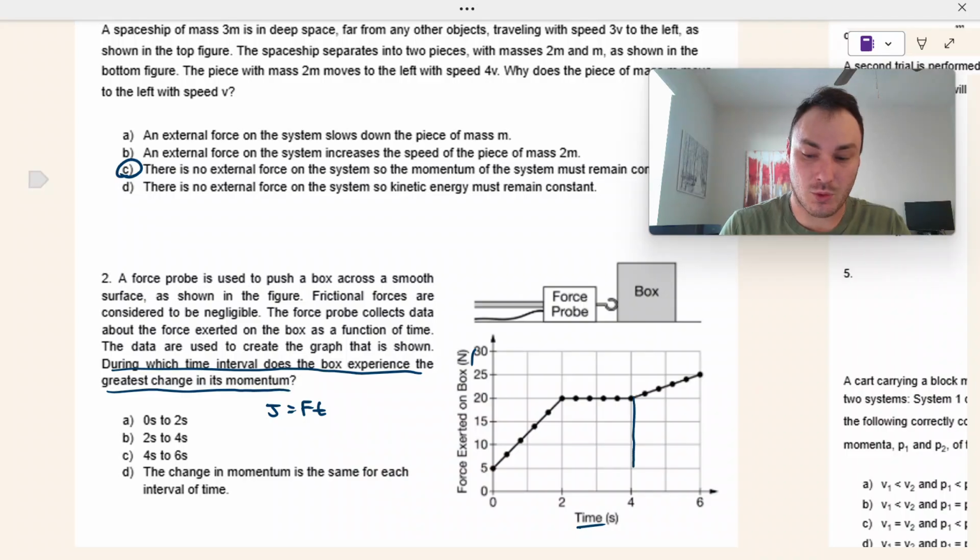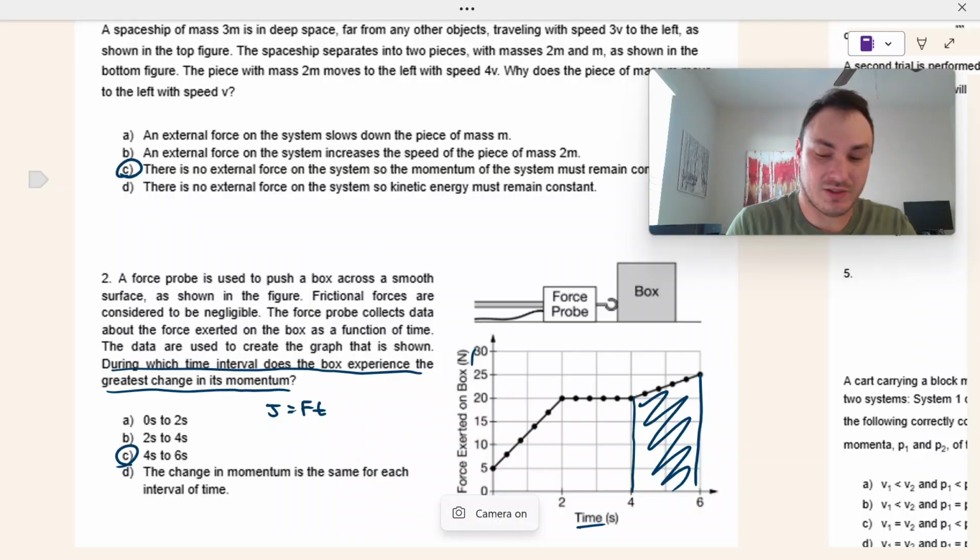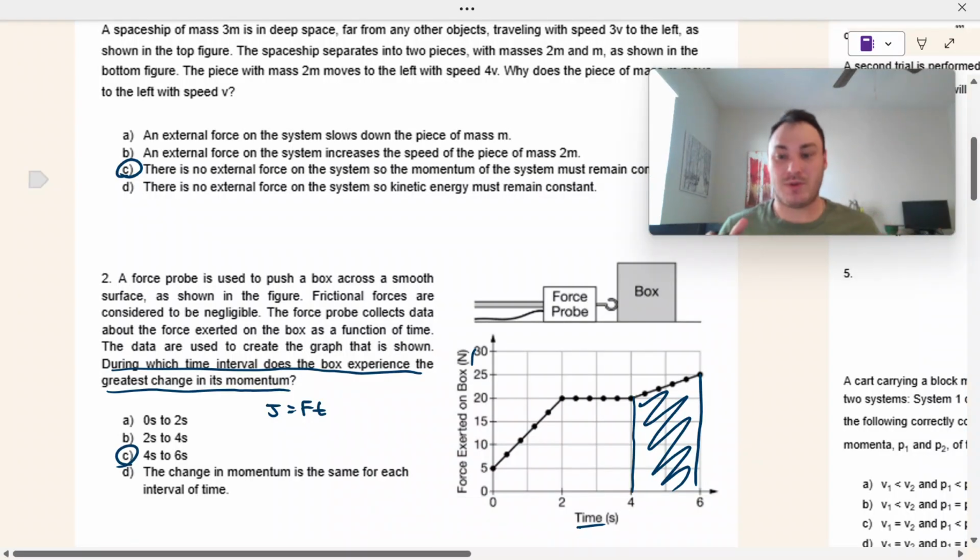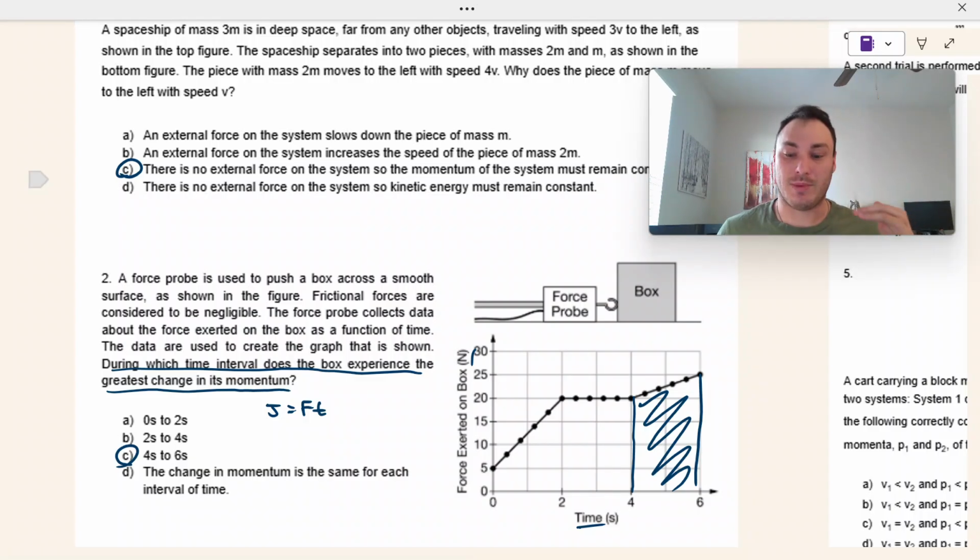That's this 4 to 6 section, which is C. When we have to multiply the two axes, that's when we look for area under the curve. When we have to divide y by x, that's when we're looking for slope. So we're looking for area under a curve here.